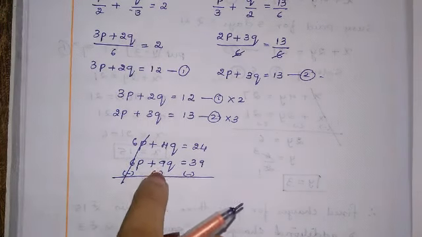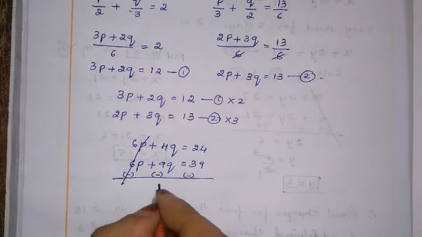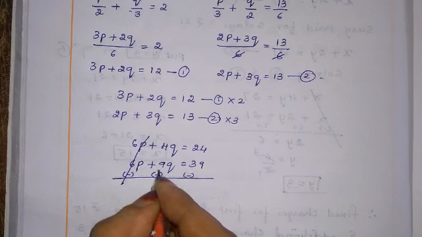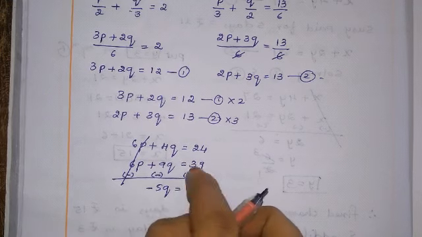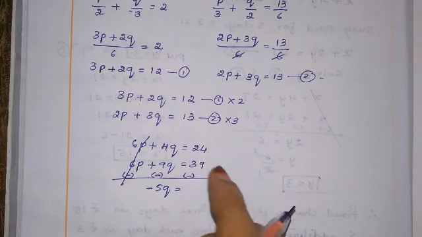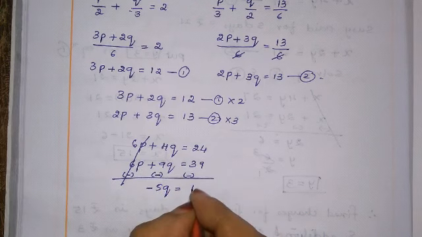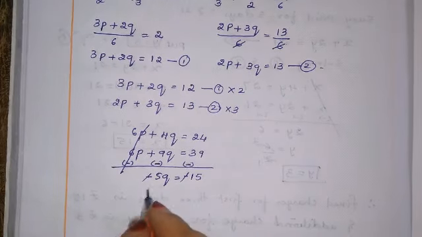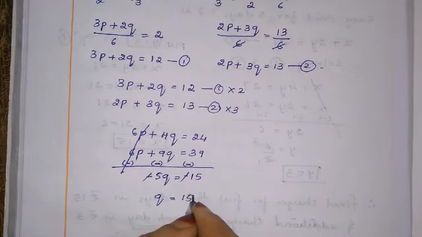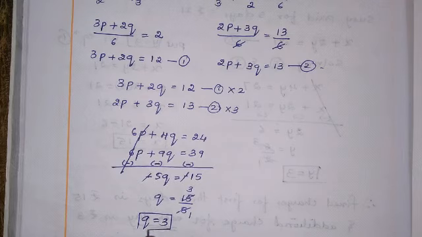This gets cancelled. Now 9 minus 4 is 5q, but the greater sign is 9, so minus. 39 minus 24 is 15. 9 minus 4 is 5. 3 minus 2 is 1. 15, again the greater sign is minus. So minus gets cancelled. q is equal to 15 by 5. 5 1s are 5, 5 3s are 15. What did we get? q is equal to 3.